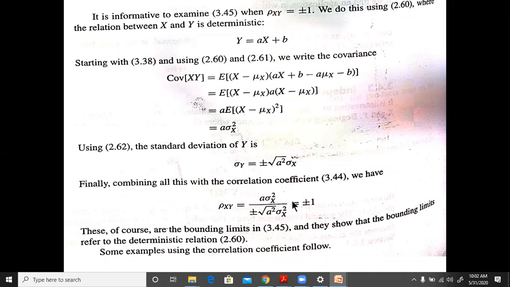Sigma x corresponds to sigma x and sigma y corresponds to this, so therefore we'll get sigma x squared. This sigma x squared cancels, and a and root of a squared again cancel, and hence we are left with plus or minus 1. So that just gives us that the correlation coefficient has limits between -1 and +1.